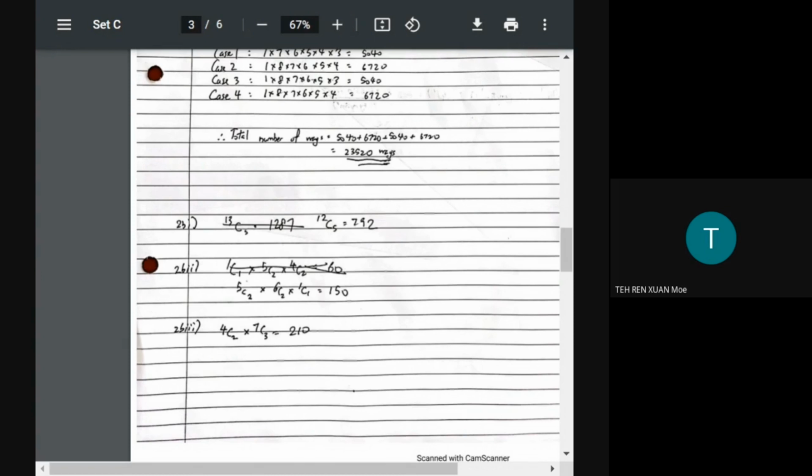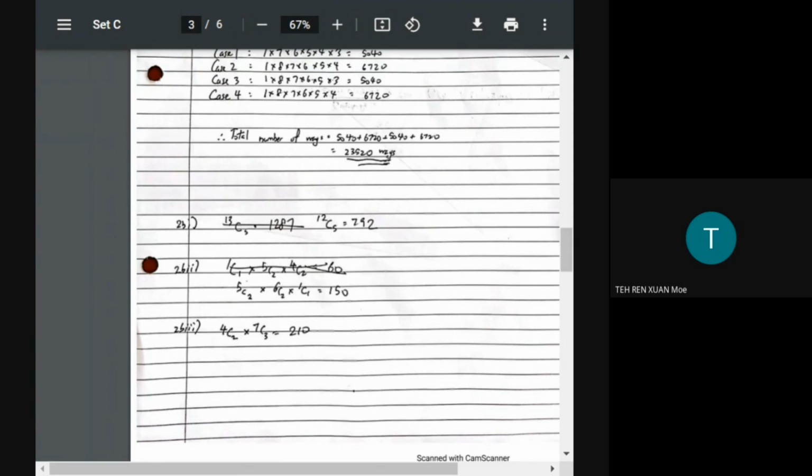So question 2. The committee must consist of 2 women and 3 men, in which a particular man must be in the committee. So first, since there must be 2 women, we will choose 2 women from 5 women. So 5C2 times 6C2 times 1C1. Since 1 man must be in the committee, we'll be left with 6 options for men. So 6C2, which totals up to become 150.